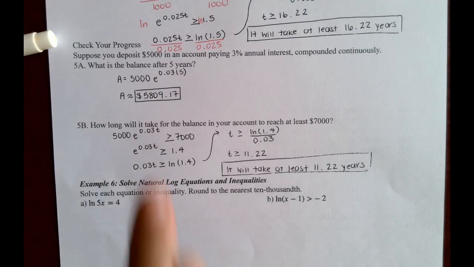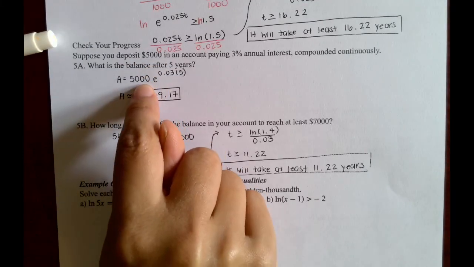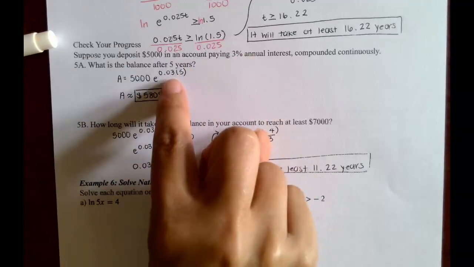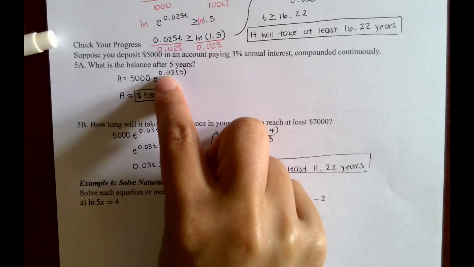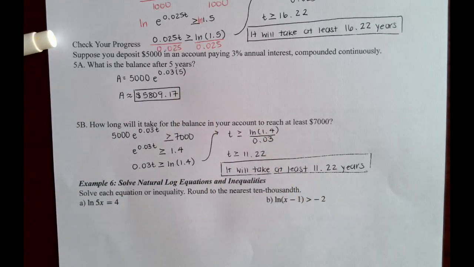Okay, so here I know that 5,000 is my starting amount, so that's here for the principal. 3% represented solely as a decimal is 0.03, so that's my R. And then here, since the time is 5 years, that's my T. Okay, enter it all into the calculator, and then that's the answer I get.